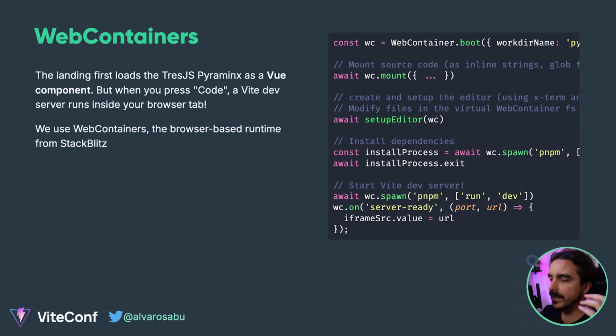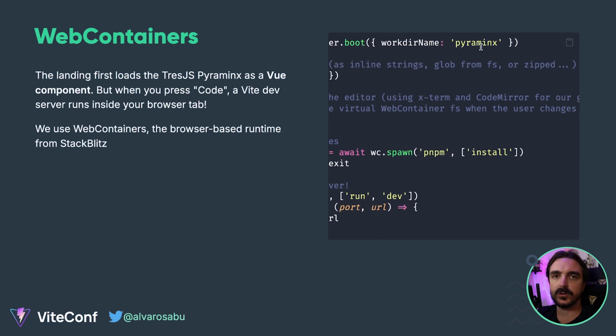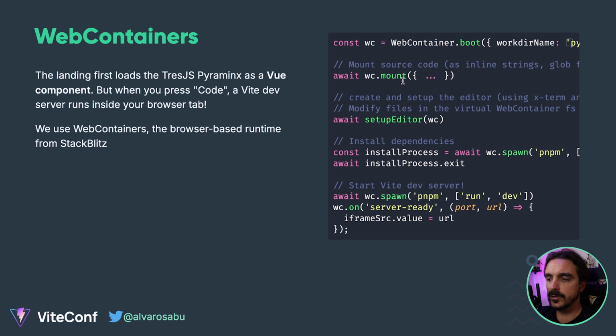So the landing page first loads the Tres.js pyramid as a view component, okay? When you click the code button, what it basically does is it configures a web container with the dev server to run the pyramid code as it was in a repository. The way you can set it up is pretty straightforward. You have the instance of the web container, and then you boot it with your name, so whatever your code is, and then you mount it with certain parameters.